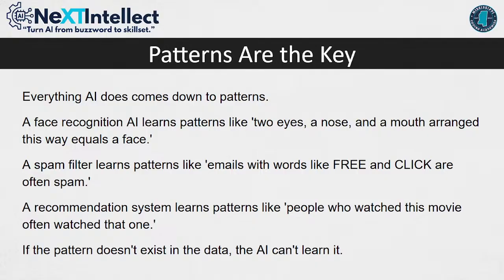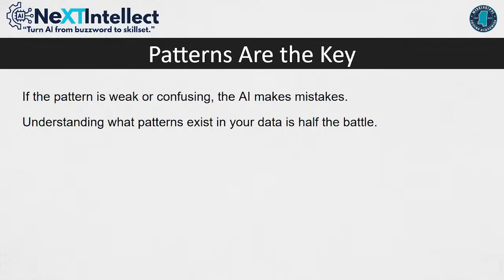A spam filter learns patterns like emails with words such as free and click are often spam. A recommendation system learns patterns like people who watch this movie often watched that one. If the pattern doesn't exist in the data, the AI cannot learn it. If the pattern is weak or confusing, that's when the AI might make mistakes.